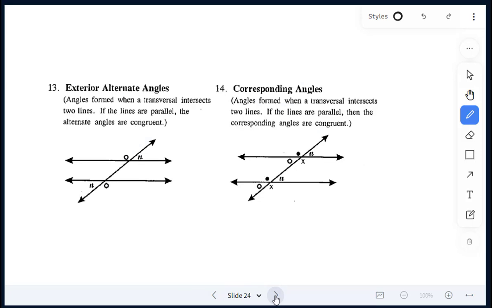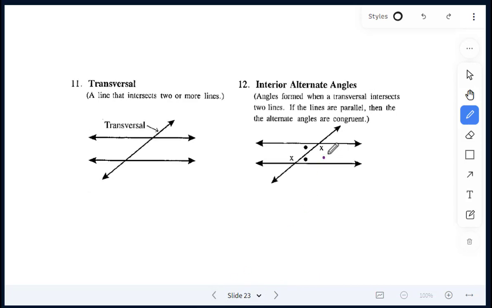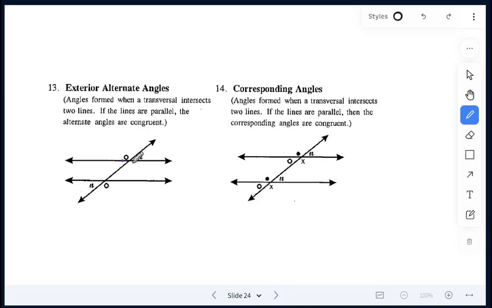And then we have the exterior alternate angles. They're on the outside. So these ones were on the inside, so interior, and these are on the outside, so exterior. So exterior alternate angles are angles formed when a transversal, this line, intersects two lines. If these two lines are parallel, then the alternate angles are congruent. So this one alternates with this one, so these two angles would be congruent, and then angle N here and angle N here would be congruent.